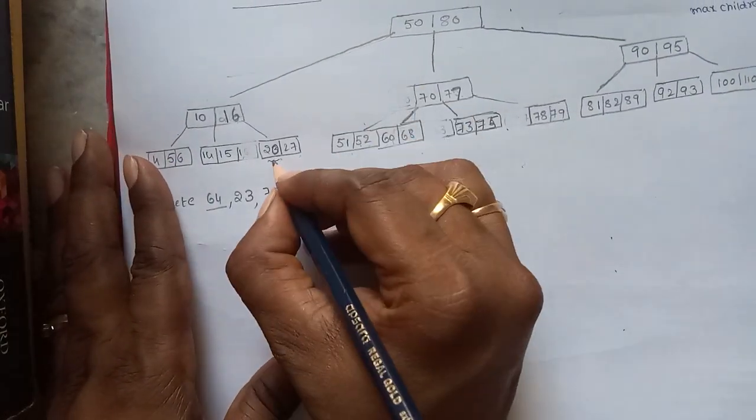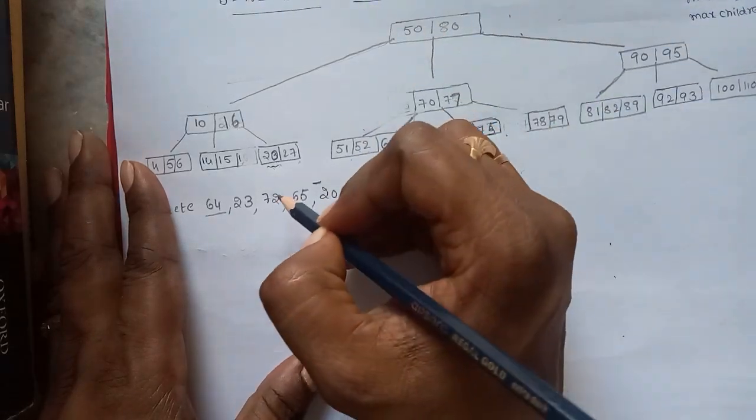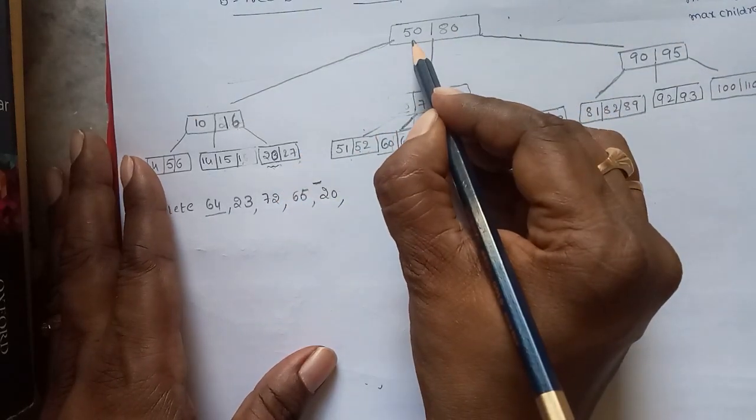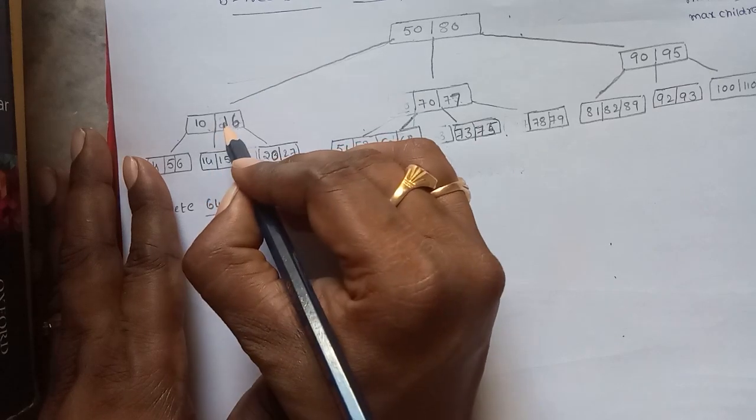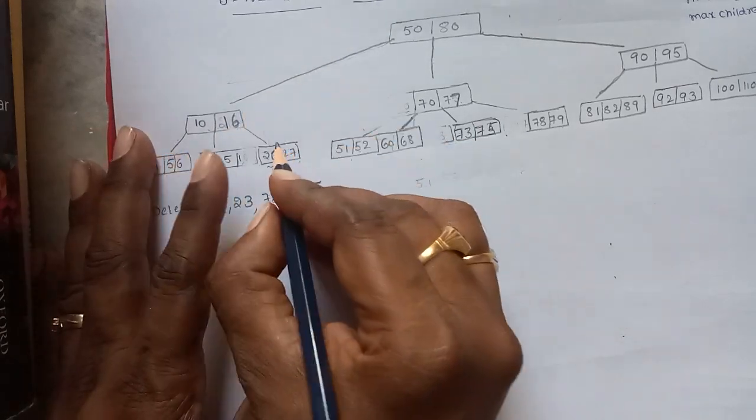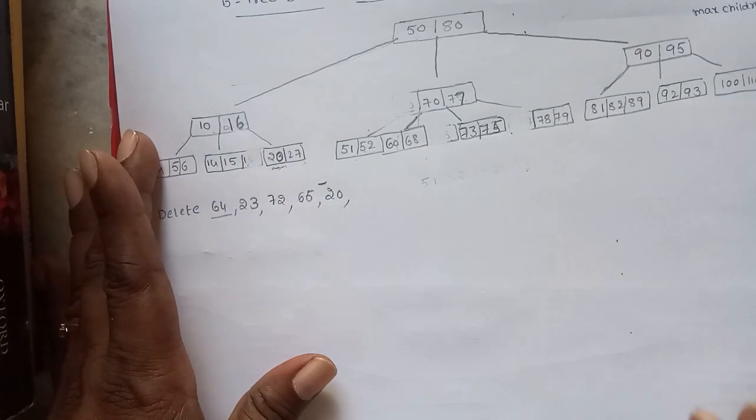So the position of 20 is this one. Remember, always we are checking from the root node. 20 is greater than 15, move to this one. 20 is greater than 10, this one. 20 is less than 60, so move to the left. This is the position of 20.